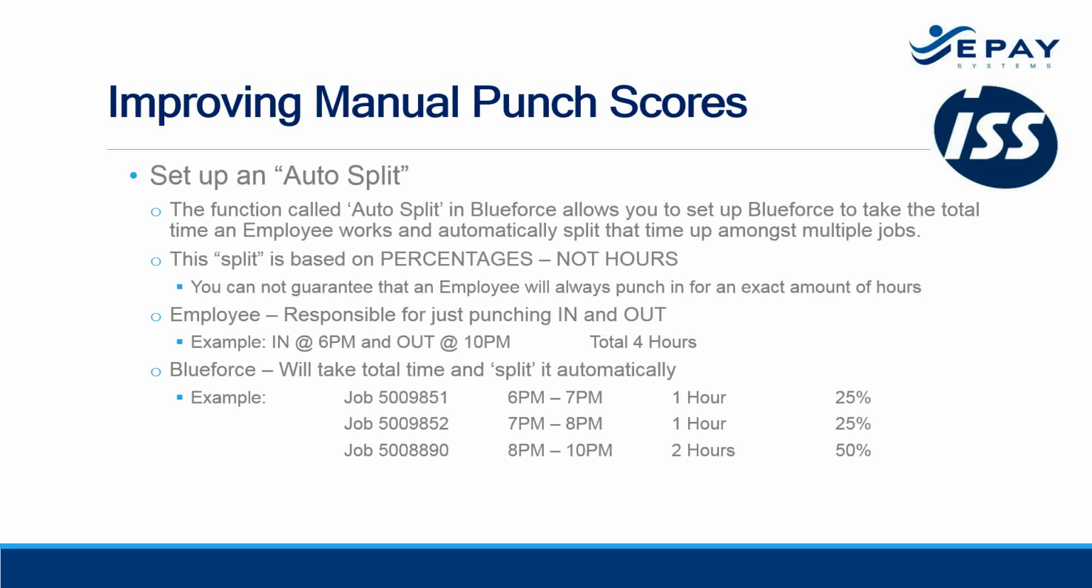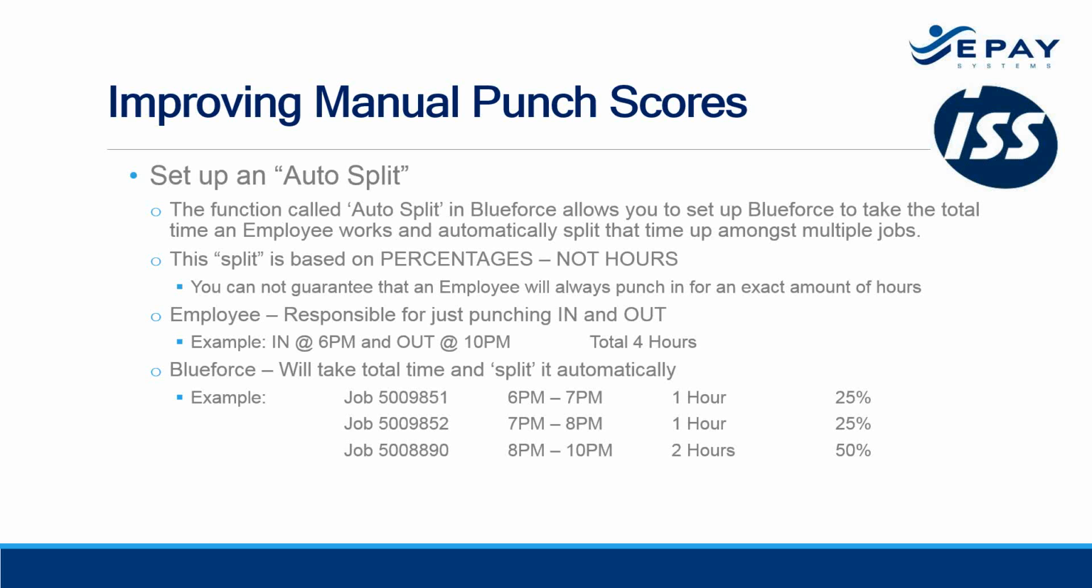So the split is based on percentages, not hours, and that's a key thing to keep in mind. It's based on percentages because if it's automatic, you can never guarantee that an employee is going to work an exact 6-hour shift every day. You may work 5.5 hours a day. You may work 6.5 hours tomorrow. In either case, you cannot guarantee a specific amount of hours every day. So to that, it has to be percentages. So the employee is still responsible just to clock in and clock out. The system, in this case, will then take their hours and split it up accordingly.